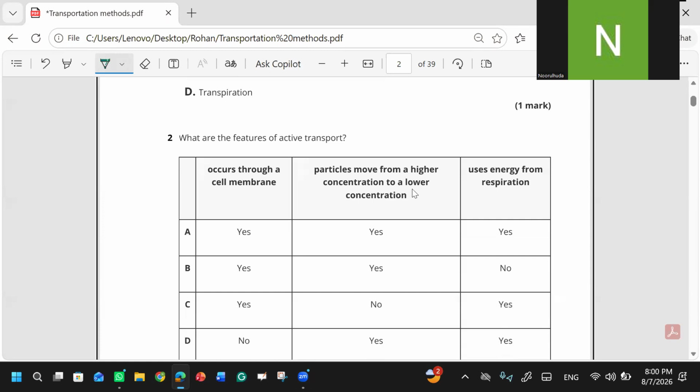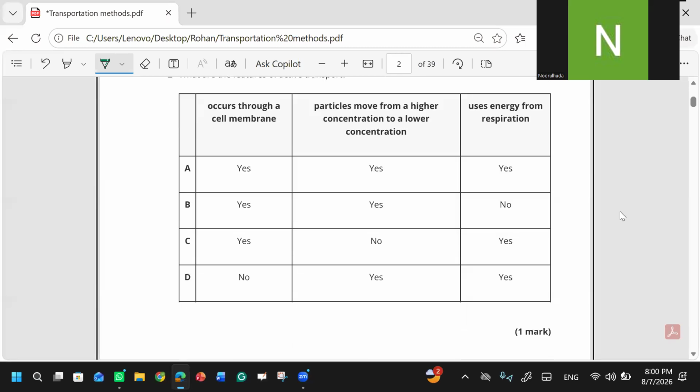Second question is, what are the features of active transport? First, tell me what is active transport? Active transport is basically the opposite of diffusion. It goes from lower concentration to higher concentration. Yes, and you need energy for this. Which option is correct? C. It occurs through the cell membrane. Particles move from higher concentration to lower concentration. No.